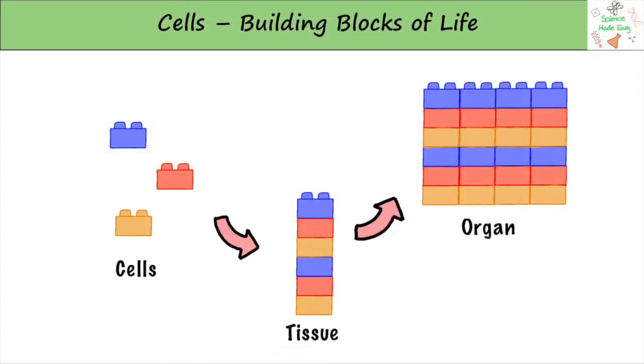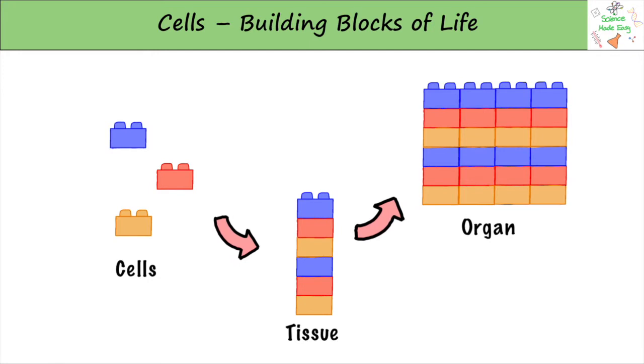So every living organism is made up of cells. This means we can refer to cells as the basic building blocks of life. Cells are the smallest living unit. Similar cells group together into tissues, and then these form organs, such as the heart.